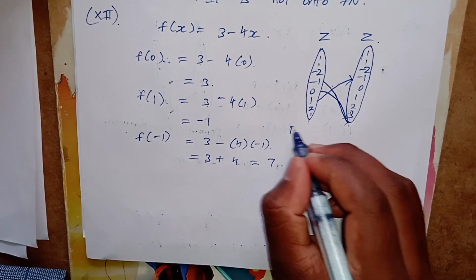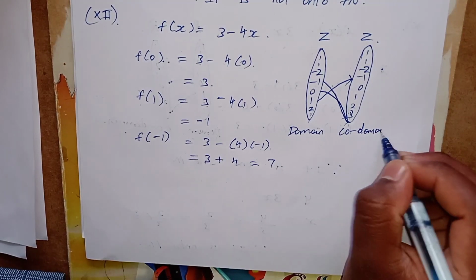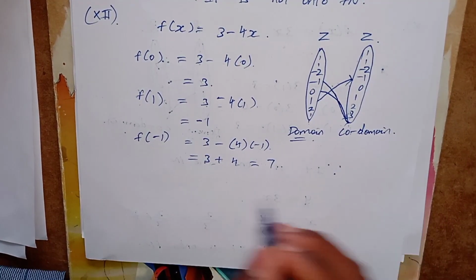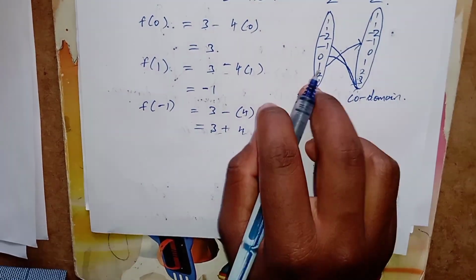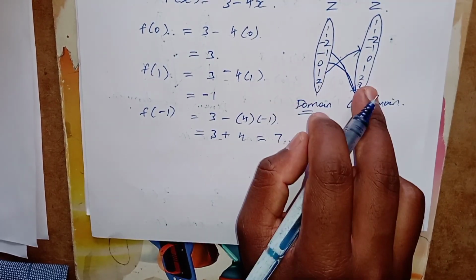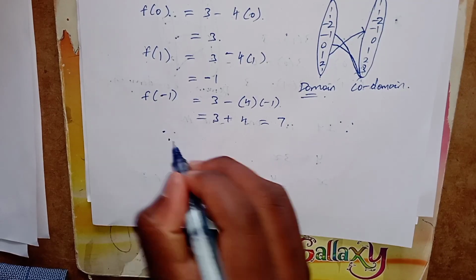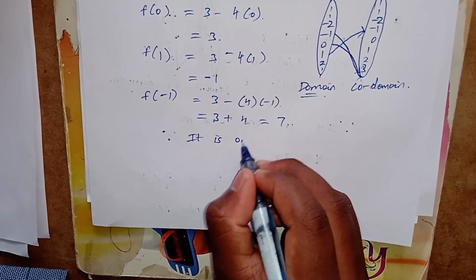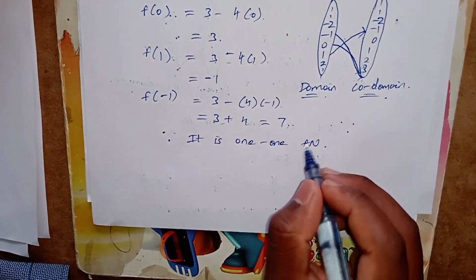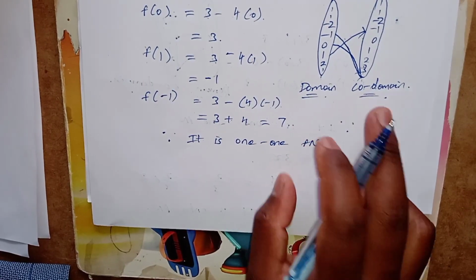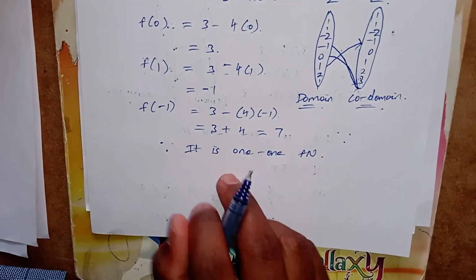Therefore, here domain, here my codomain. For checking one-one function, we should check the domain. In the domain, every term has its own image. Therefore, here it is a one-one function. For checking whether it is an onto function, you should see the codomain terms. Every term is filled in the codomain. Therefore, here it is an onto function.